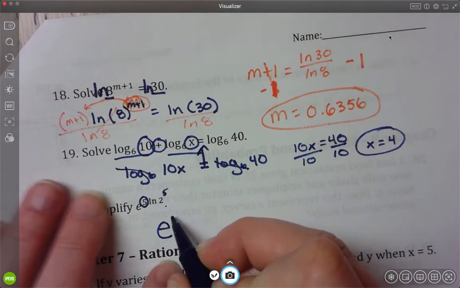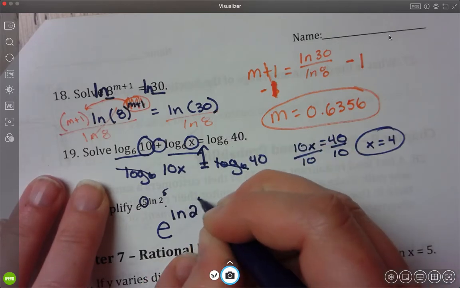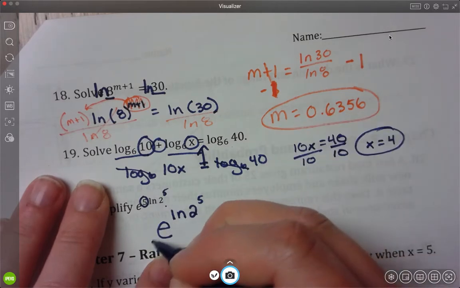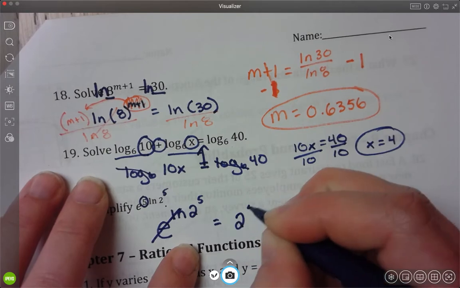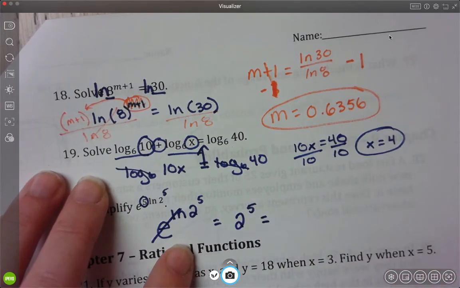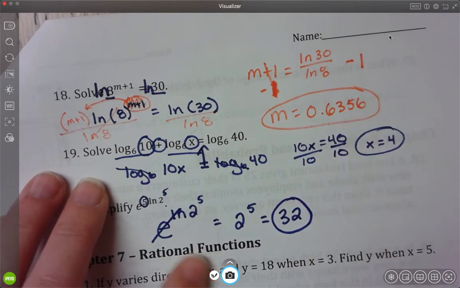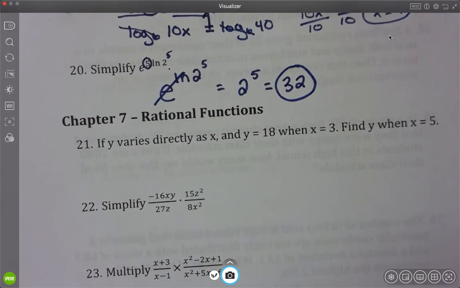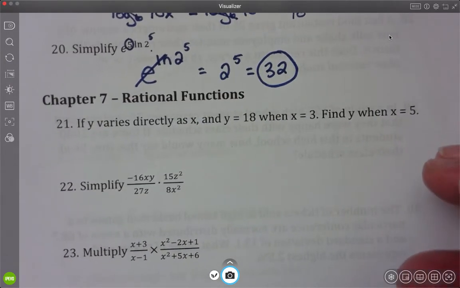So if I rewrite this, this would be e to the power of ln of 2 to the 5th power. That's a lot of exponents going on here, okay? But now that allows me to cancel out the e and the ln. So I just have 2 to the 5th power, and 2 times 2 times 2 times 2 times 2 is just 32. You can do that in your calculator if you didn't already know that. So 32, okay?